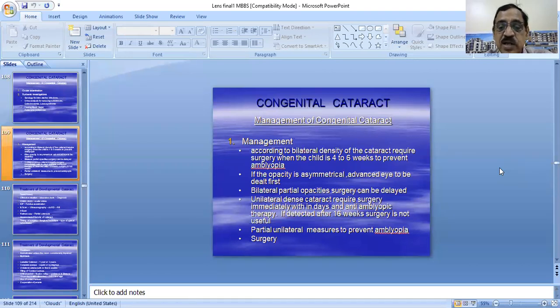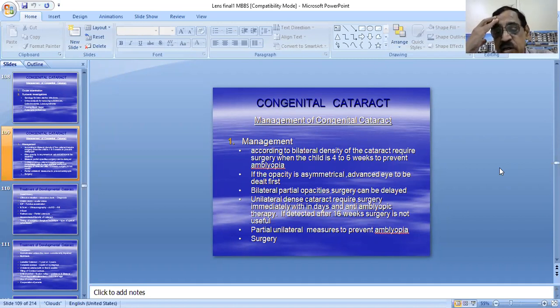Unilateral dense cataracts require surgery as early as possible, immediately, within days. Anti-amblyopic therapy should be instituted by giving the child opaque glasses or contact lenses, and you will have to take the parents into confidence, because they will have to put the contact lenses in and remove them. Nowadays we are not leaving the eye phakic. In any case, we try to put an IOL depending upon the age of the individual. We take certain precautions to correct it to the proper age.